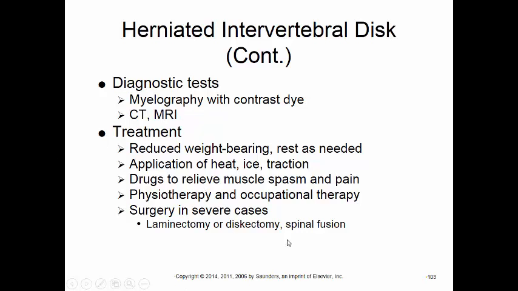Treatment: reduce weight bearing, rest is needed, application of heat, ice, and traction, drugs to relieve muscle spasms and pain, physiotherapy, and occupational therapy. In severe cases, surgery, which are laminectomies and discectomies. And kind of the last stop is a spinal fusion, where they're actually going to fuse the two vertebrae together.